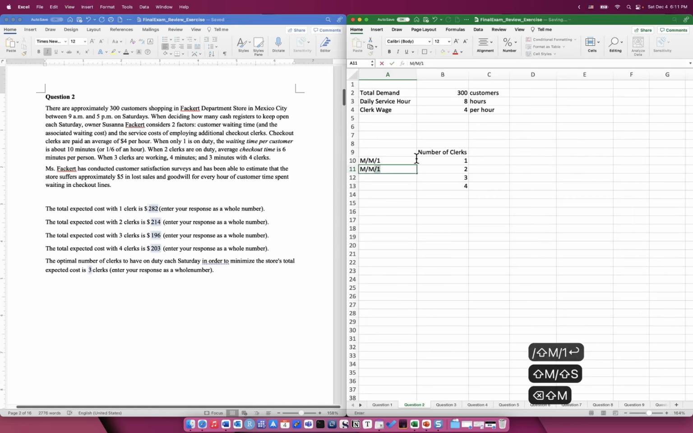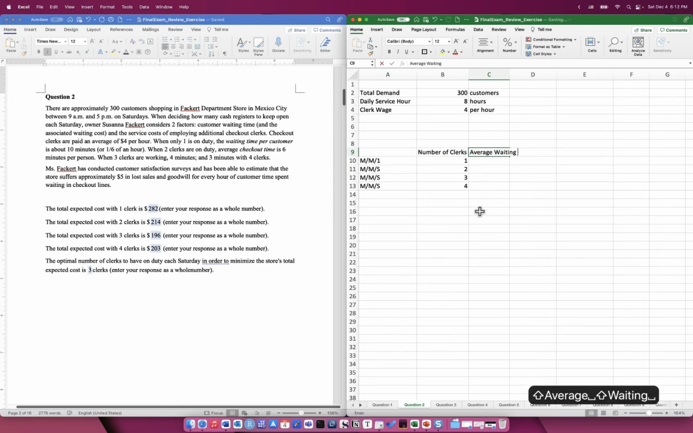Even though we don't need to do those sophisticated calculations, I'm still expecting you to know how to determine what kind of waiting line system this is. Okay, so those are M/M/S because you have more than 1 server.